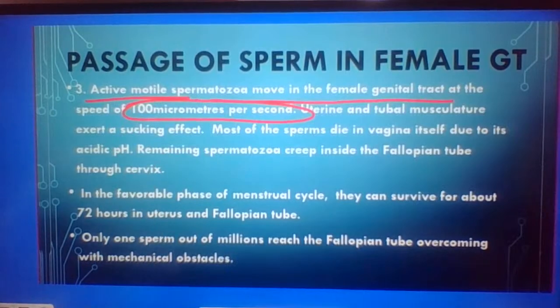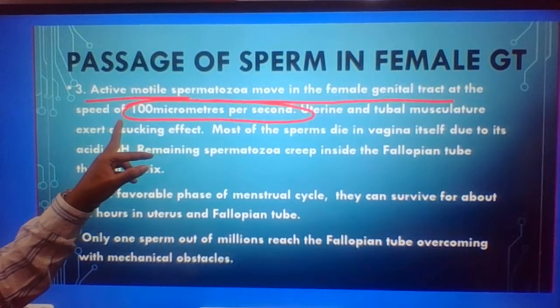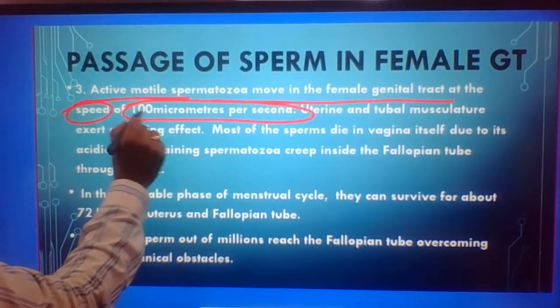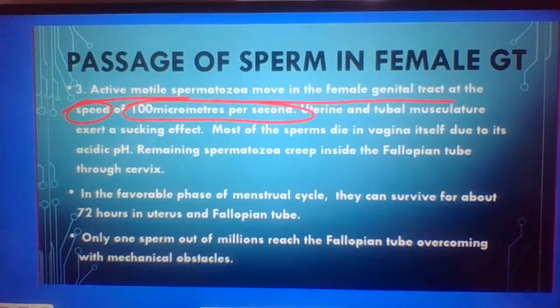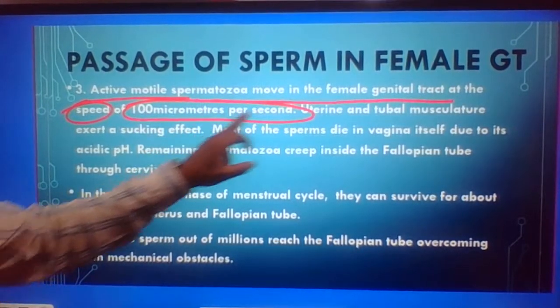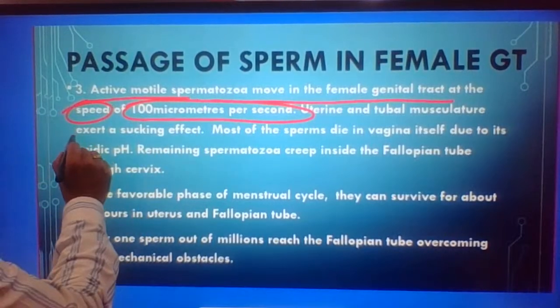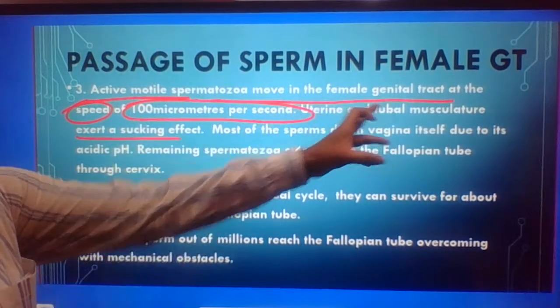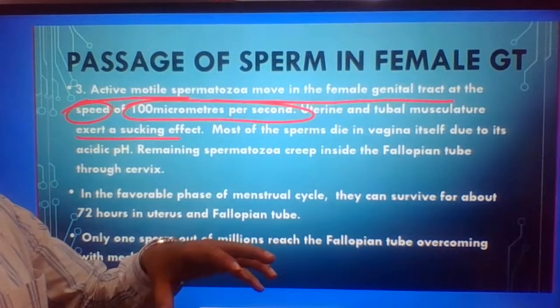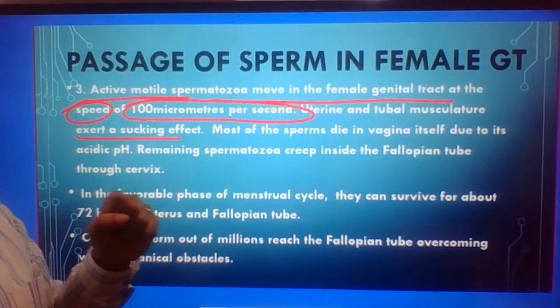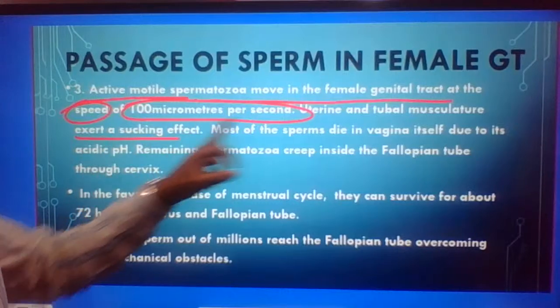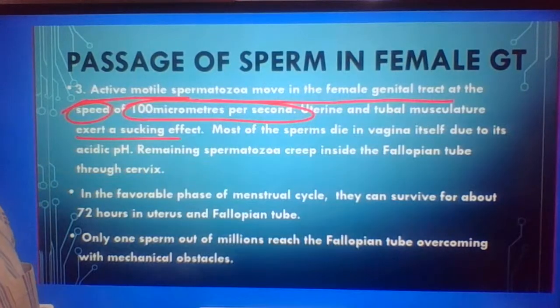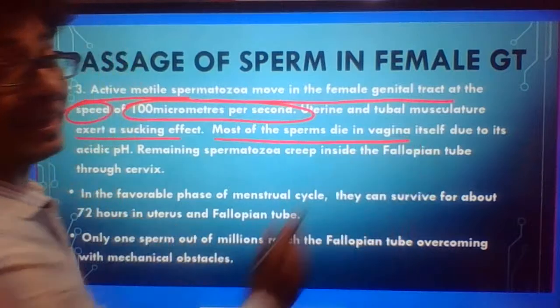Once it reaches the female reproductive tract, it moves at a speed of 100 micrometers per second. Then the uterine and tubular musculature exert a sucking effect. The uterine wall and its anatomy are such that the tubular musculature does not eject the sperm outside, it sucks inside. And most of the sperms die in the vagina.